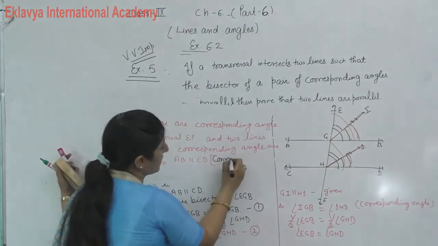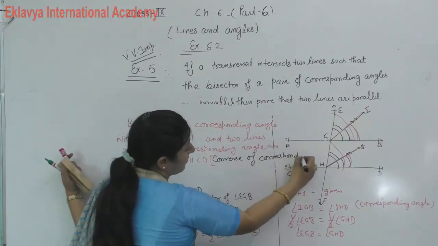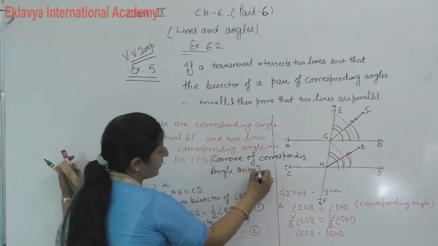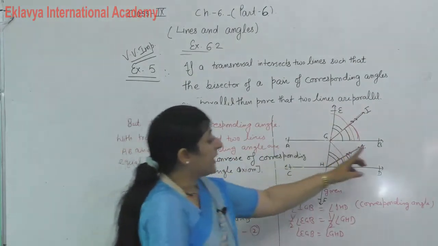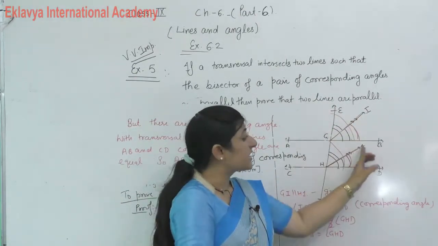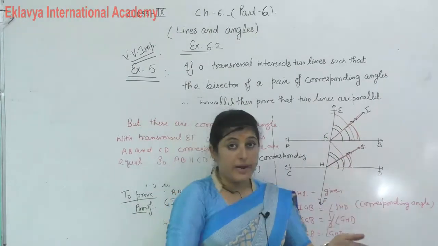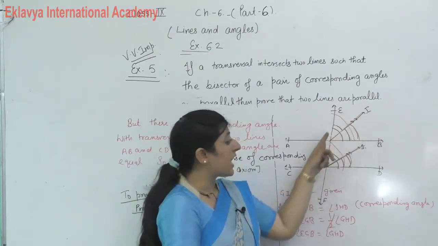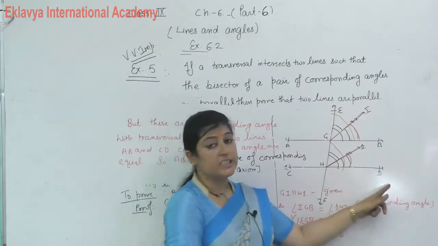We studied the statement of this converse of corresponding angle axiom. So what we have to do? Firstly, we draw a diagram for it. AB and CD, two lines intersected by a transversal. GI and HJ, it is given to you, are the bisectors of EGB and GHD. Bisector means they are dividing these two angles equally. So we can write IGB is equal to half of EGB and JHD is equal to half of GHD.